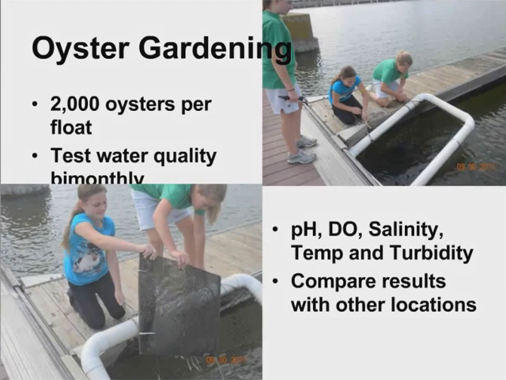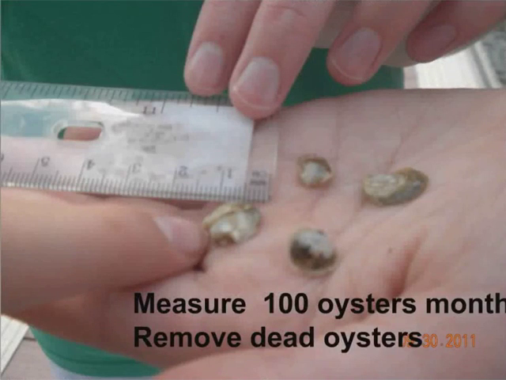And then we compare with our float that's in Poquoson. We also, since we're in the early stages and still getting this set up, are trying to hook up with other oyster gardeners or schools, both in the area and out of the area in other states, to compare results with them. I think it'll be interesting to look at different bodies of water and the types of results they get.